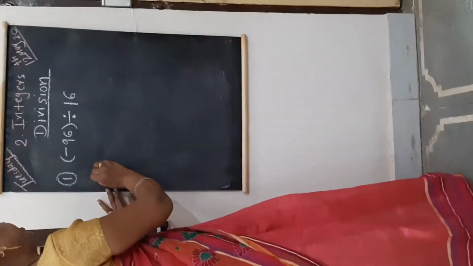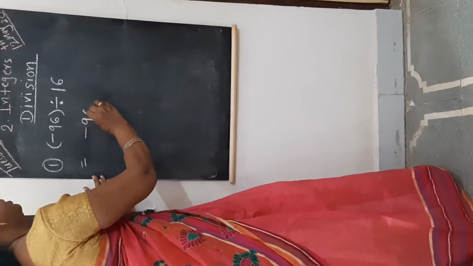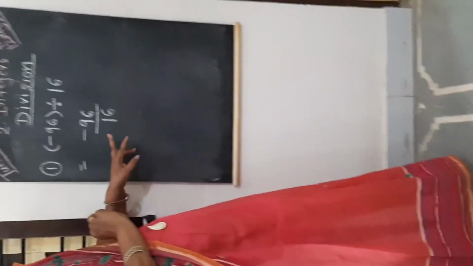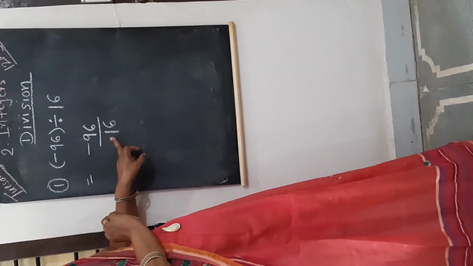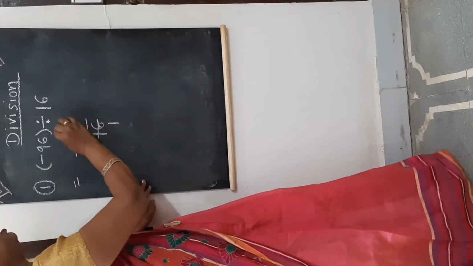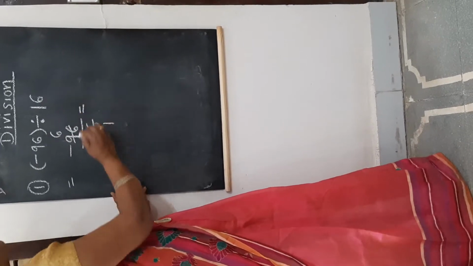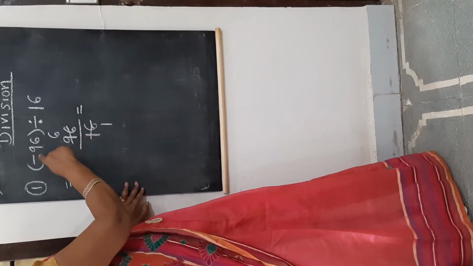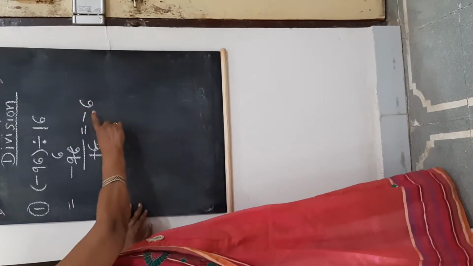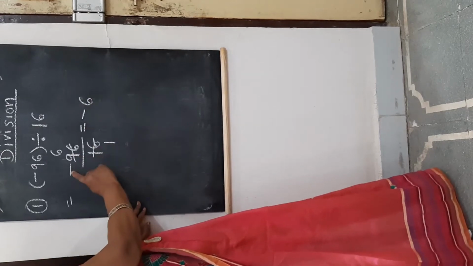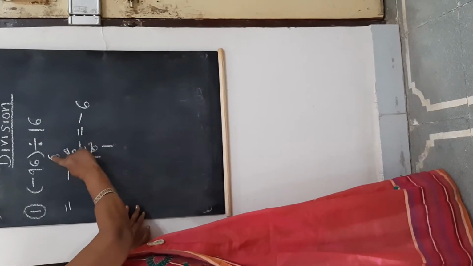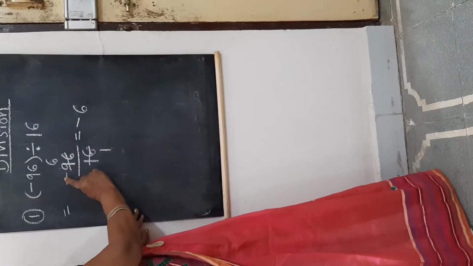Arrange this example vertically: negative 96 divided by 16. Now see, both these numbers are from 16's table. So how to do the division? 16 ones are 16, 16 sixes are 96. And according to the rule, when one number is negative and one is positive, the answer is negative. So what is the answer? Negative 6. The answer is negative 6.